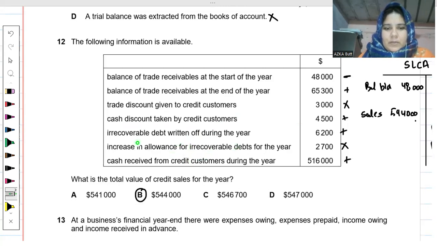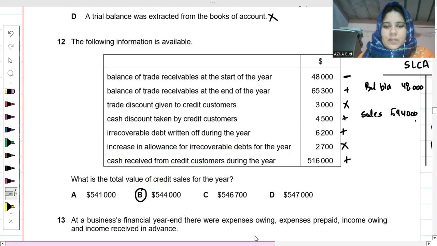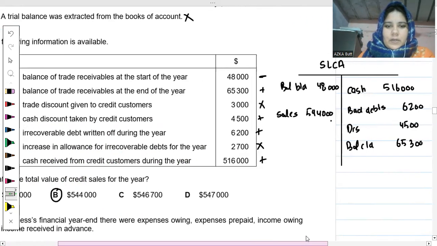Increase in allowance, no, it would not be recorded into it. It would be recorded in the provision for bad debts. Irrecoverable debt, cash received from the credit customer, yes, it would be recorded on the credit side. What is the total value of the credit sale? It is very simple. We just need to draw the format.